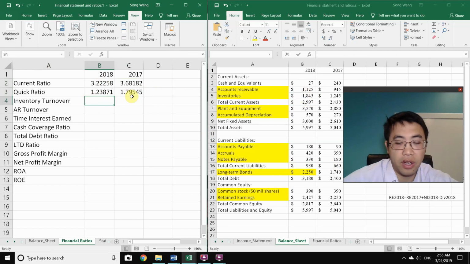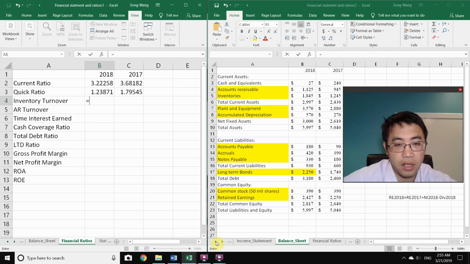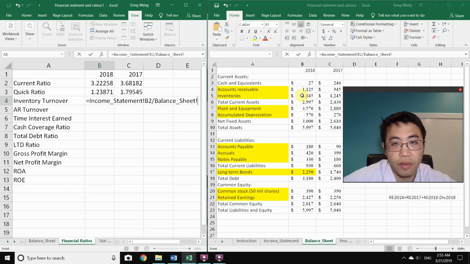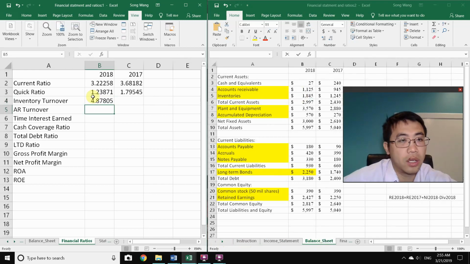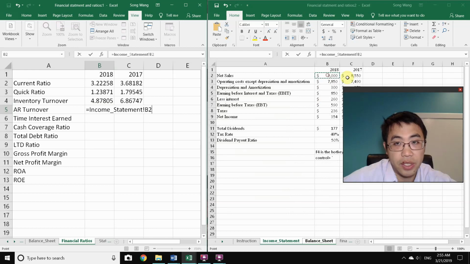All right. And for inventory turnover, it is actually my sales. I'm needing this sales divided by my inventory right here. Okay, and then drag it. So right here I use the sales from income statement divided by the inventory from the balance sheet. All right, and then for accounts receivable, I'm going to use sales divided by, again, account receivable.